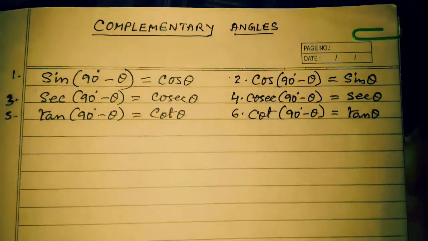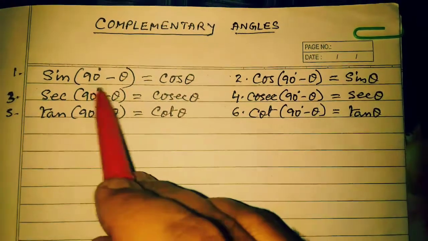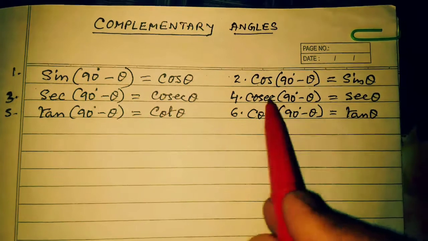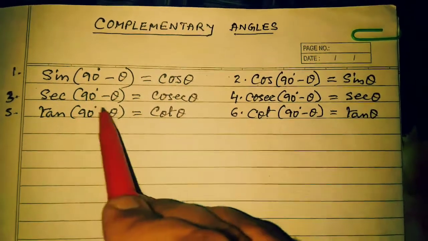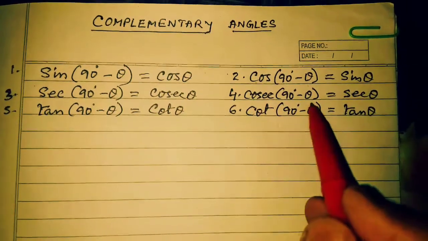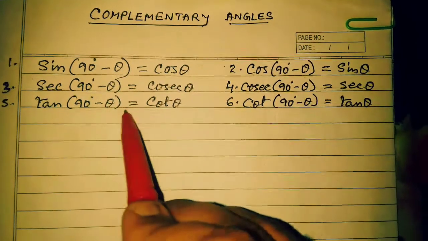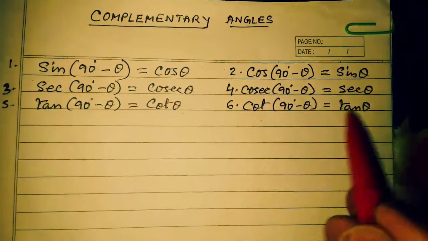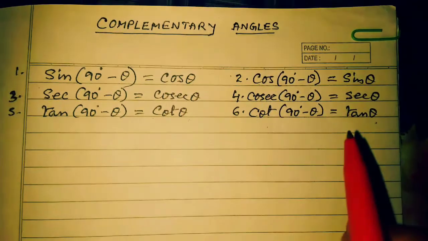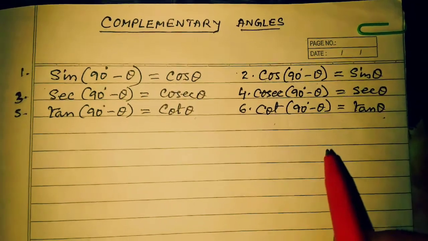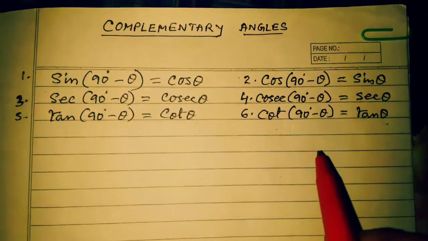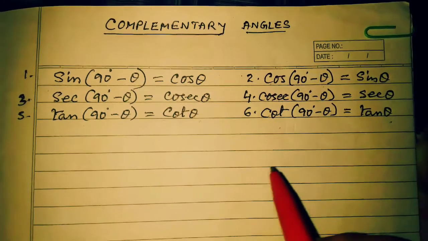All the formulas: sin(90 minus theta) equals cos theta, cos(90 minus theta) equals sin theta, sec(90 minus theta) equals cosec theta, cosec(90 minus theta) equals sec theta, tan(90 minus theta) equals cot theta, and cot(90 minus theta) equals tan theta. I've explained all these formulas in my first video of trigonometry. So now you'll see only how this formula came.